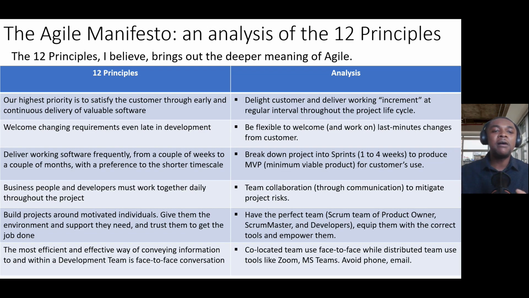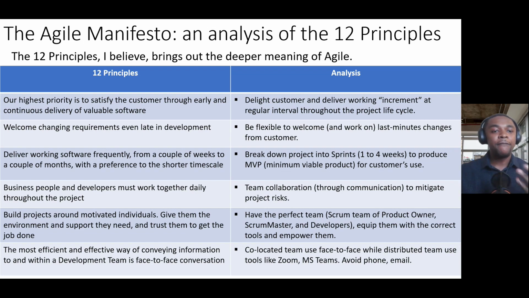The third one says deliver working software frequently, from a couple of weeks to a couple of months, with a preference to the shorter time scale. So the ideal in each sprint, okay, before that, the snapshot here is that the team should be able to work in what is called sprints, breaking the project into smaller time frames in order to work on the minimal viable products.